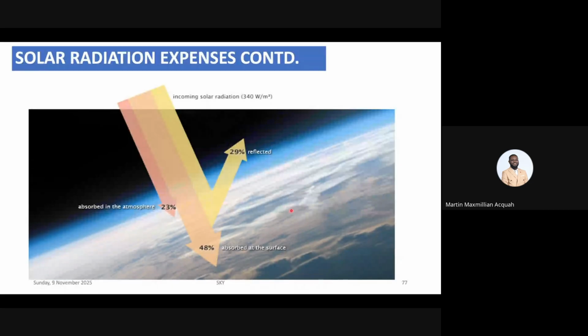The heat budget. And totaling the incoming and outgoing together becomes the heat balance, as shown in the diagram. So 23% is absorbed in the atmosphere, 48% on the Earth's surface, then 29% is reflected back. This is what we call the solar radiation expenses.